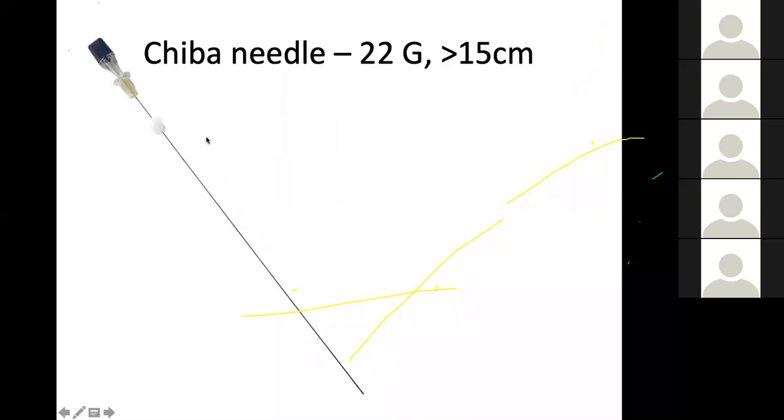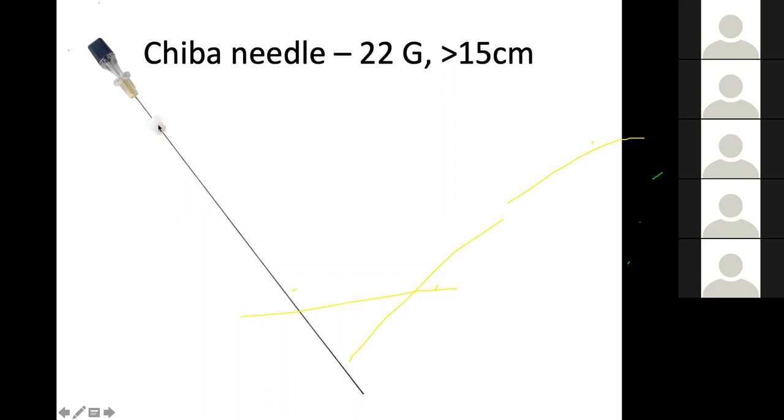And if there is a needle which is as thin as a lumbar puncture needle, but is much longer than 9 centimeters, double that of a lumbar puncture needle, this is a Chiba needle. And this is used for accessing dilated intrahepatic biliary radicals.